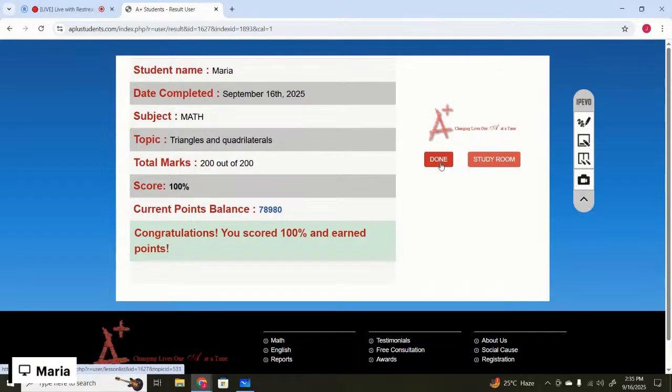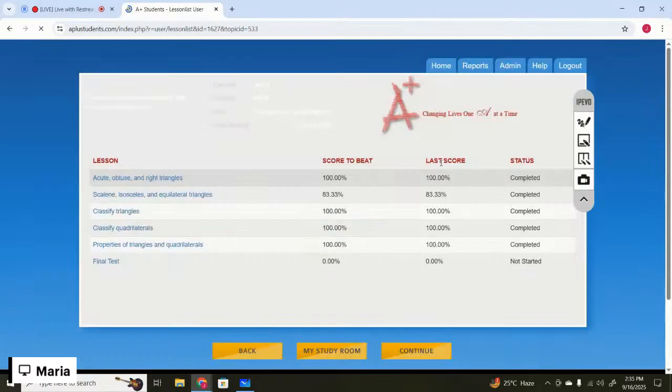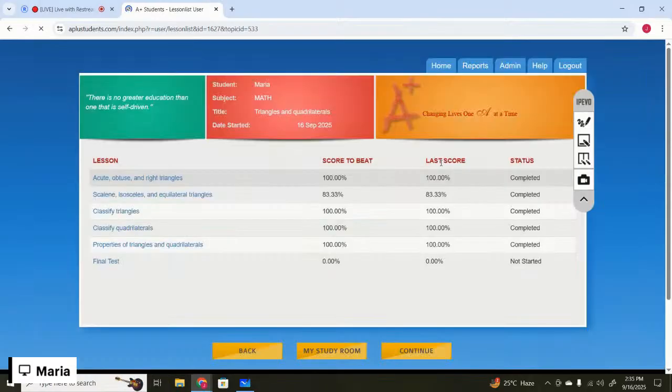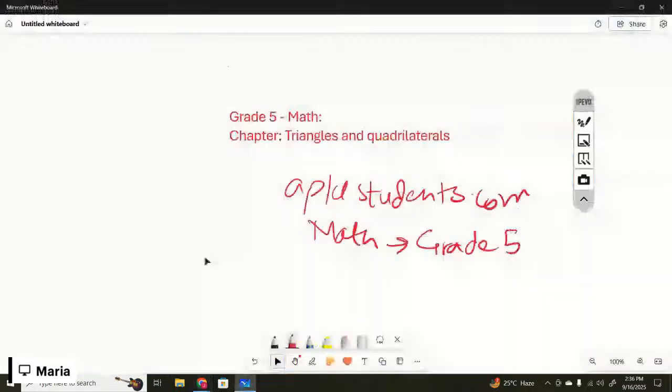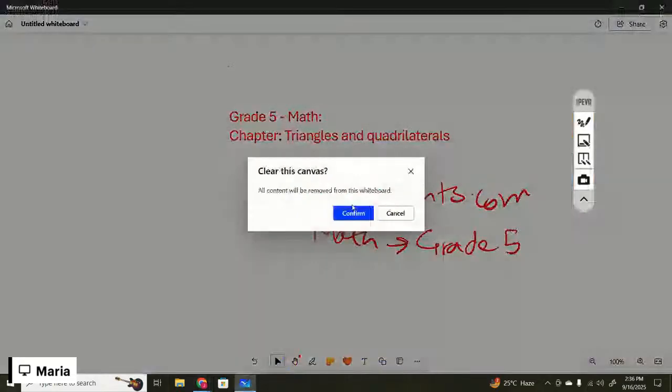So we were working on grade 5 math. The chapter we were working on is triangles and quadrilaterals. The lessons we have covered today are acute, obtuse, and right triangles; scalene, isosceles, and equilateral triangles; classify triangles; classify quadrilaterals; and properties of triangles and quadrilaterals. So please make sure before the next session you complete all the practice questions. That is your homework until the next session.